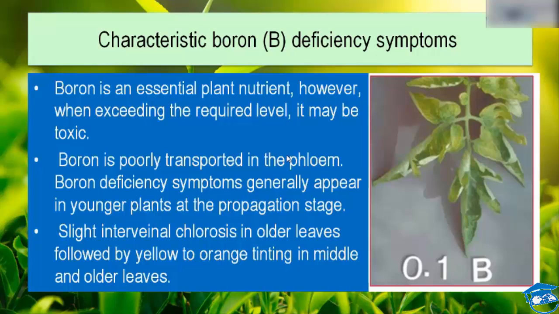Boron deficiency symptoms generally appear in younger plants at the propagation stage, and slight interveinal chlorosis in older leaves, followed by yellow to orange tinting in the middle and the older leaves. So this was about the boron.